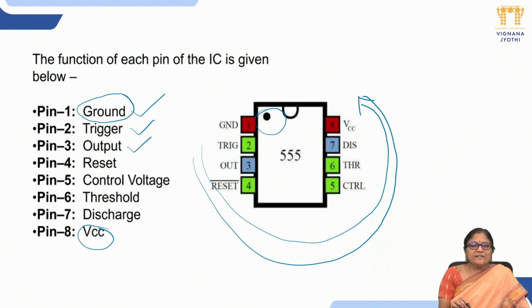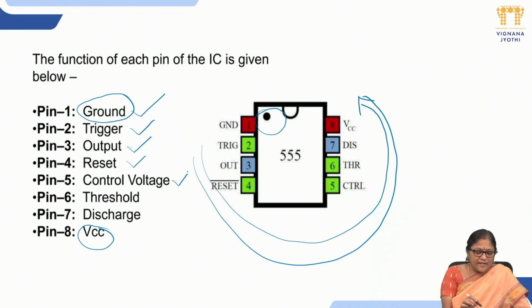Pin 3, output. As the name suggests, at pin 3 we have to take the output, and we need to connect the load, whatever the load we have to connect to the 555. It should be connected between output and pin number 1, ground. Pin 4, reset. The reset pin functionality is, whenever you want to reset the 555 timer, you have to apply some voltage to this pin. While showing the internal diagram, I'll tell you.